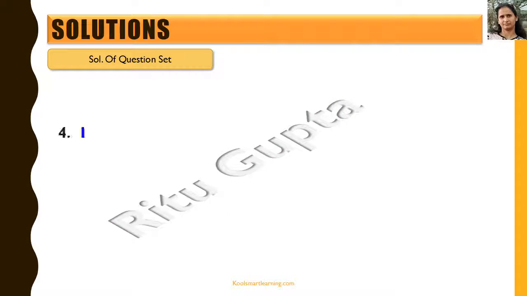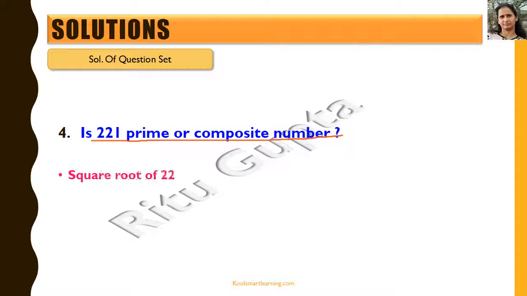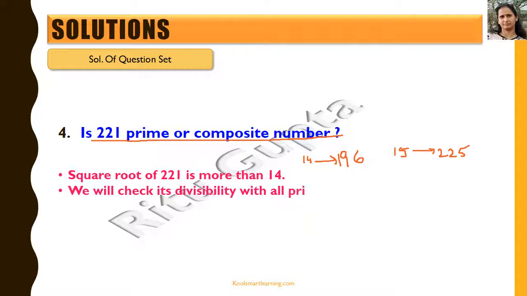So let's move on to the fourth question. We need to find out whether 221 is a prime or a composite number. So we first find out the square root of 221, which is more than 14. We know that the square of 14 is 196 and square of 15 is 225. So it lies between the square of 14 and 15. So we take the number 15 and we check the divisibility of 221 with all the prime numbers till 14.